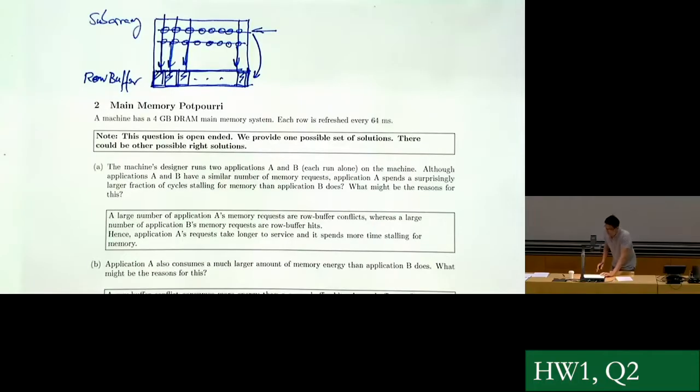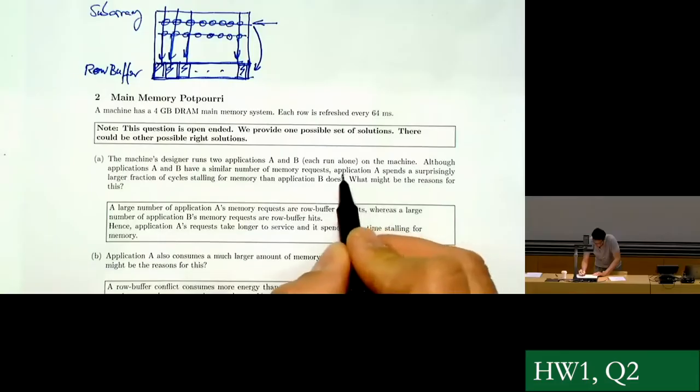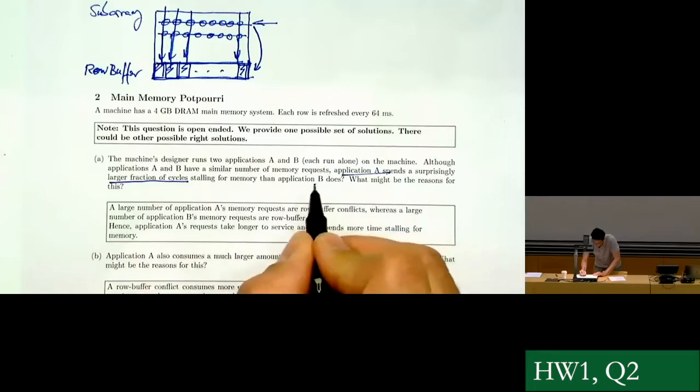Question A is asking why application A takes so long. If you take into account what I just explained with regards to the row buffer and the subarray, you can figure out this answer. Application A takes a larger fraction of cycles than B.